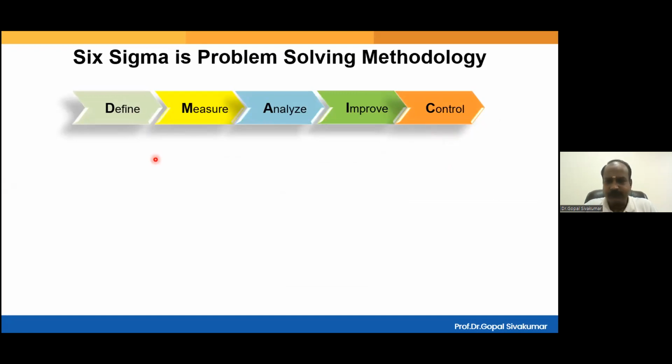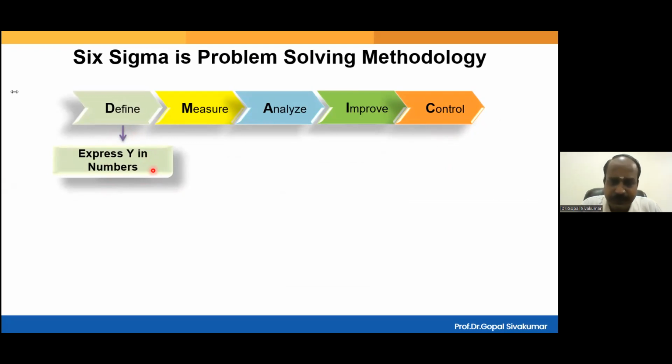What do we mean by define? The problem is understood clearly to the extent that you can even measure the problem. That means the CTQs are very, very clear. If CTQs are identified and CTQs are made measurable, it simply means the problem is defined. Am I correct?